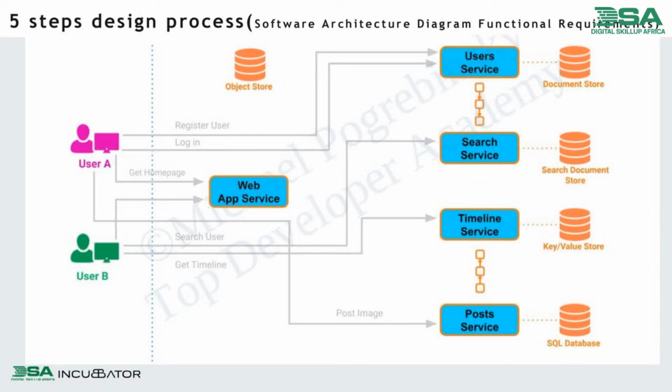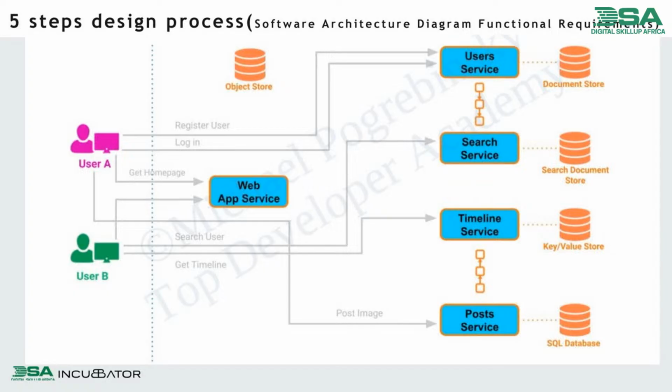Now, let's move on to the last requirement, which is the personalized timeline or the news feed that you get when you open your app and you see the latest posts of people you are following. For example, if user A is following user B and user C, then once user A logs in, we will show the latest posts from both user B and user C.